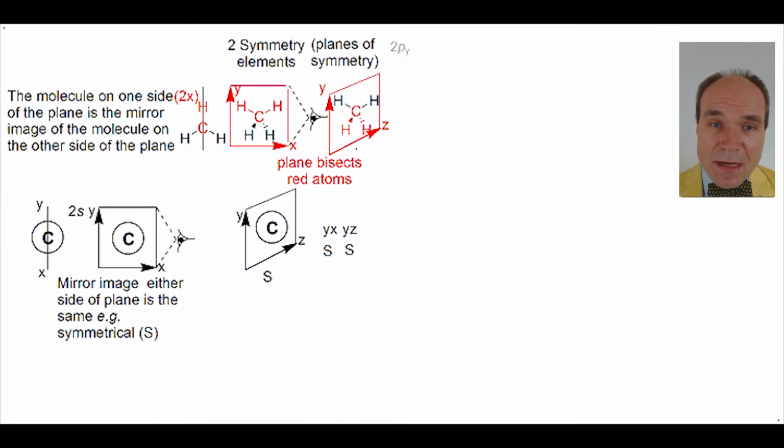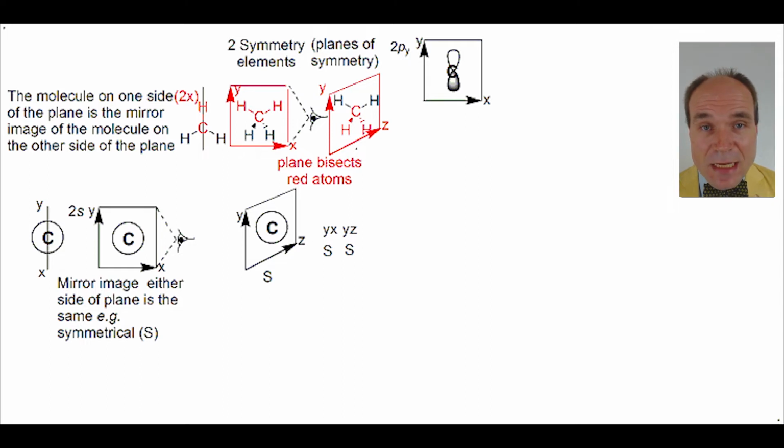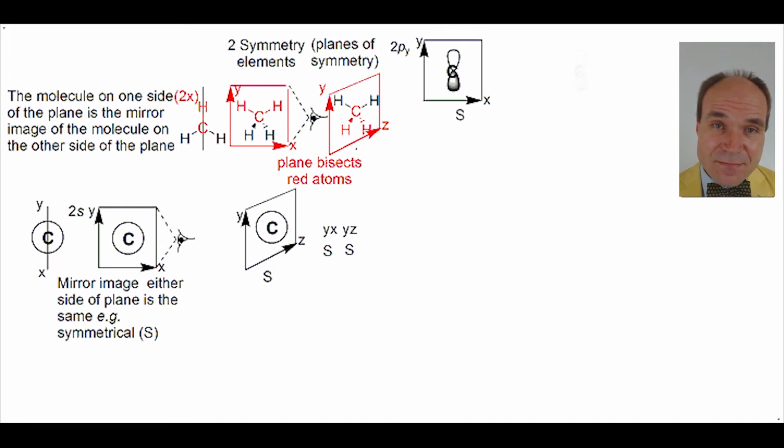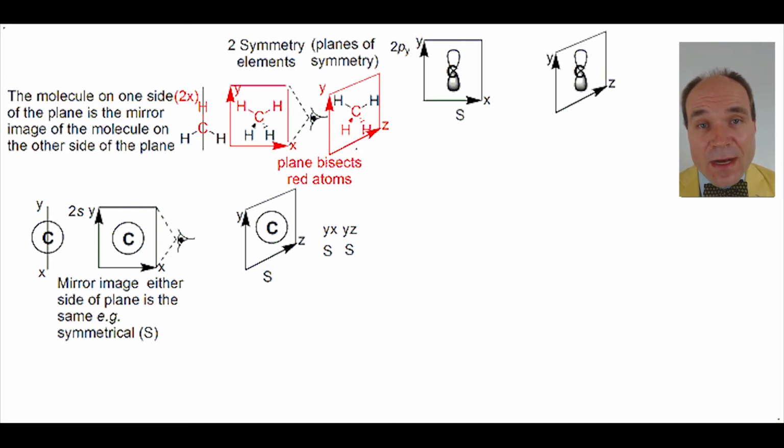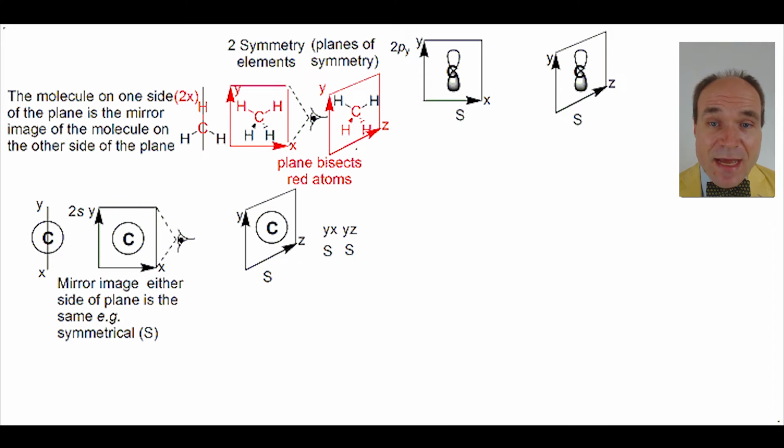Firstly, we will think about the py orientated orbital. If we look at this from a yx plane point of view, we will see that either side of the plane is a mirror image of the other side, and so it's symmetric, S. Let's take a look at the YZ plane. Again, mirror images from either side of the plane, so it's symmetric, S. YX, symmetric, YZ, also symmetric.